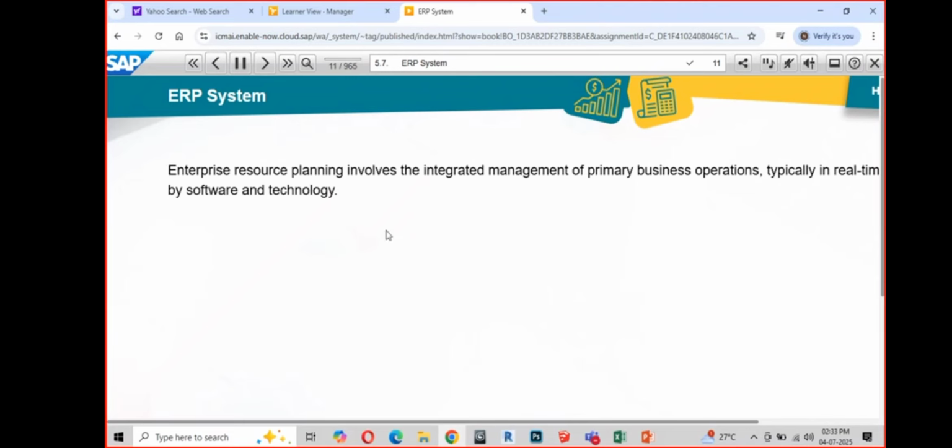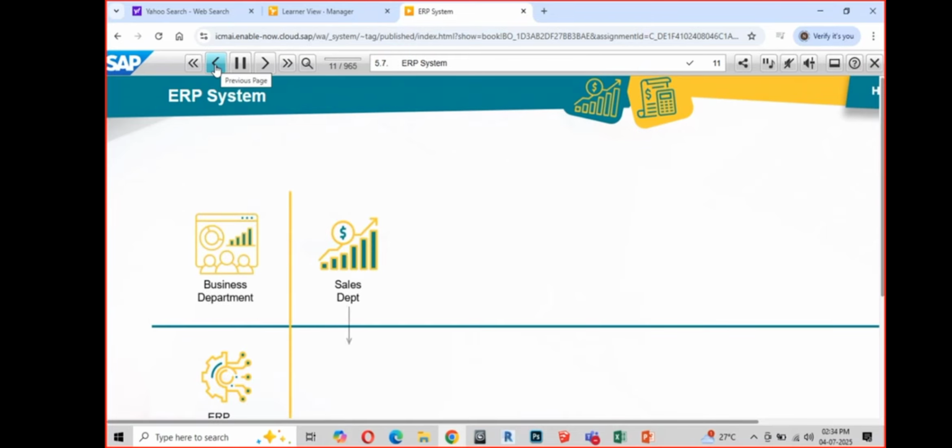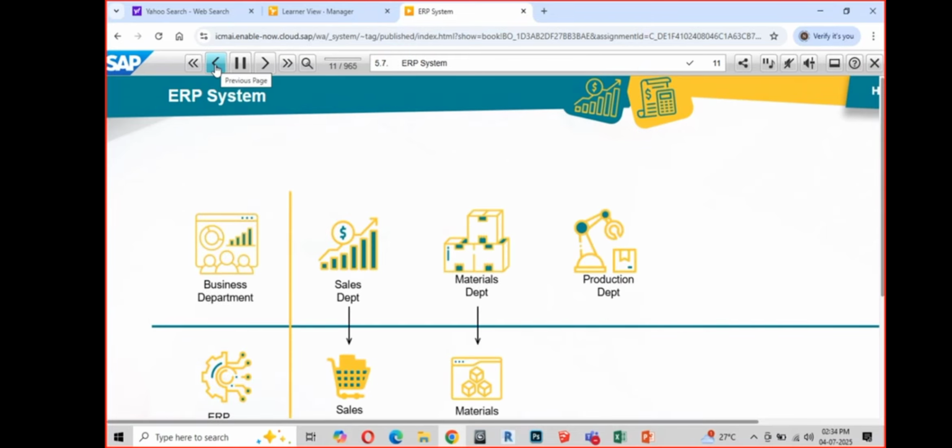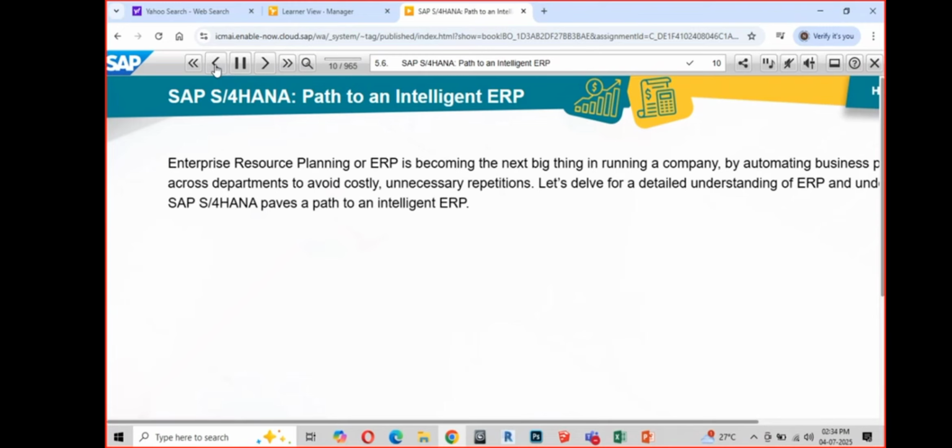Now, if you see this, and if I want to go back to the previous slide, I click on the left single arrow. I came back to the previous slide. You have the slide numbers out here. Next to the topic, you have the slide numbers also.